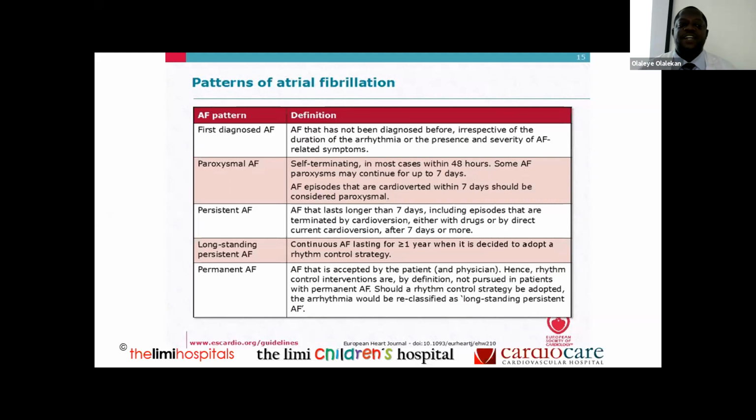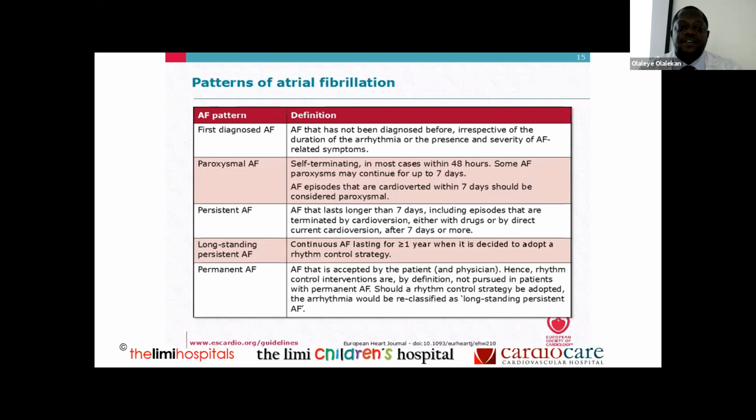Then we talk about paroxysmal atrial fibrillation. This is atrial fibrillation that starts and stops on its own, usually within 24 to 48 hours, but some can last up to 7 days, not more than 7 days. So, like I said, it can start and stop on its own, self-terminate, but even atrial fibrillation that is cardioverted within 7 days is also classified as paroxysmal. Persistent atrial fibrillation, when atrial fibrillation lasts longer than 7 days, including whether it self-terminates or cardioversion was done either electrically or using medication. Then long-standing atrial fibrillation is atrial fibrillation that has lasted longer than a year.